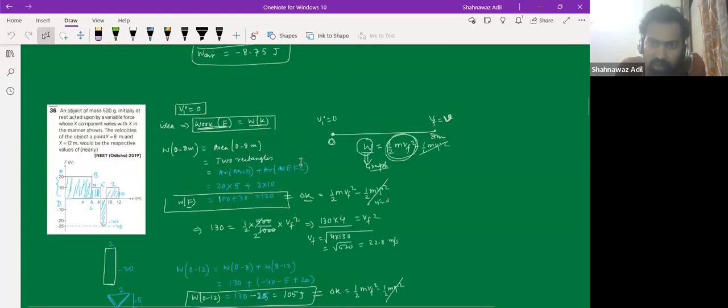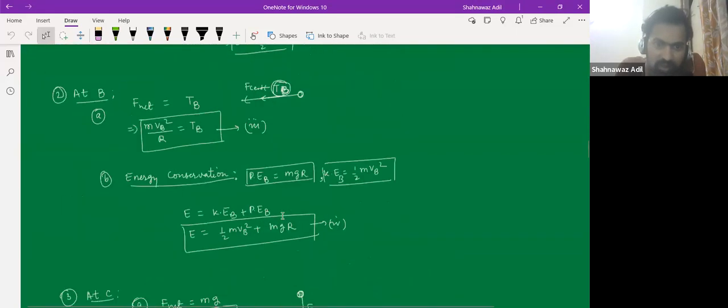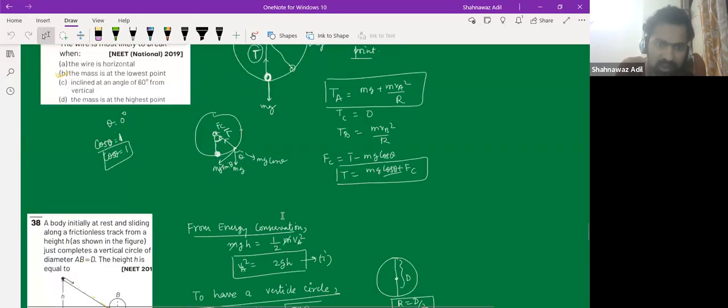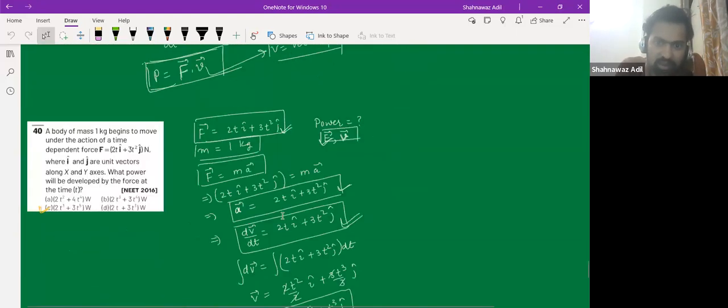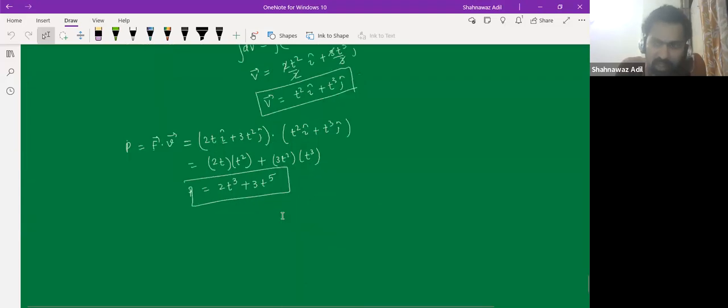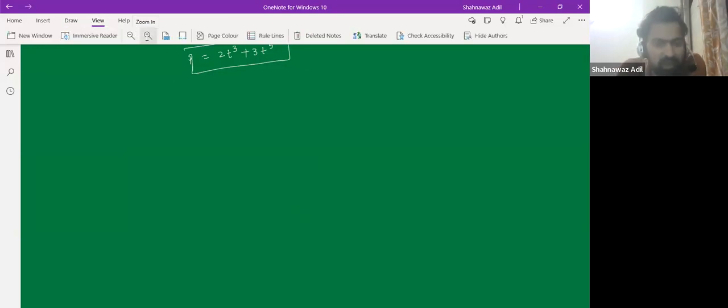Why is this blank? Yeah, so we will also use the vertical circle. Let us understand the vertical circle first, and then we'll do one question and get back to the work energy theorem.